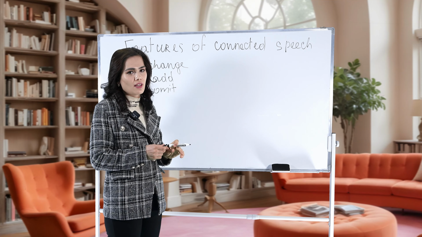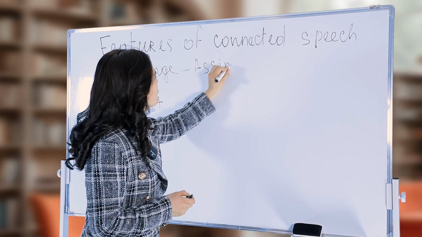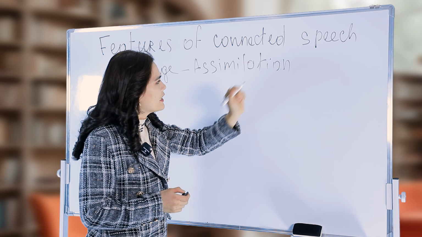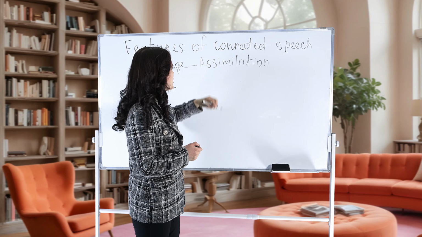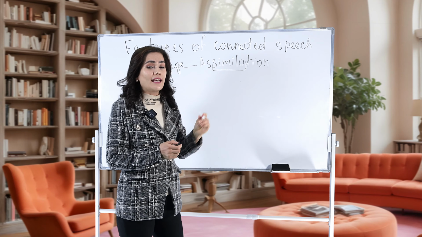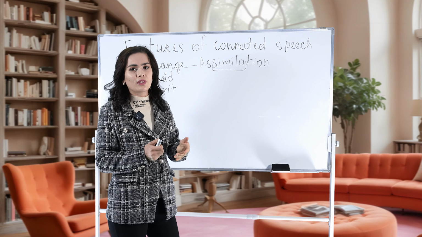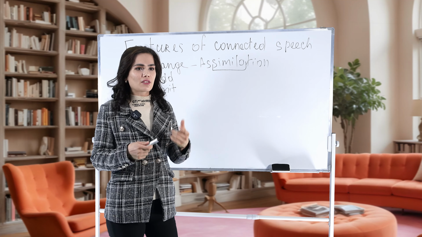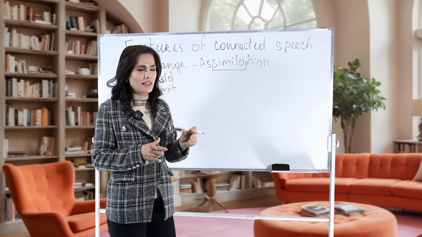So the first change is called assimilation. Firstly, you may have the question, what kind of feature is it? The answer is that it comes from the word similar. Assimilation means that some kind of changes can be observed in your connected speech within a word or between words, and it is called assimilation. Let's look through this feature with some examples.